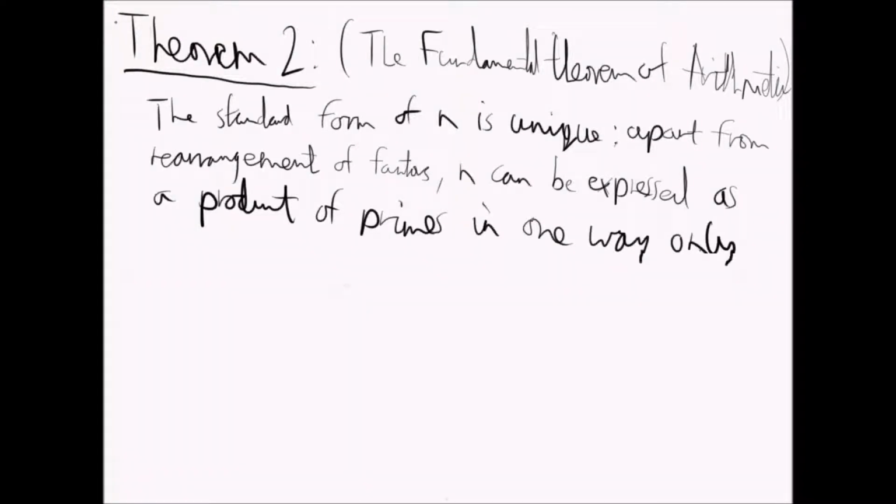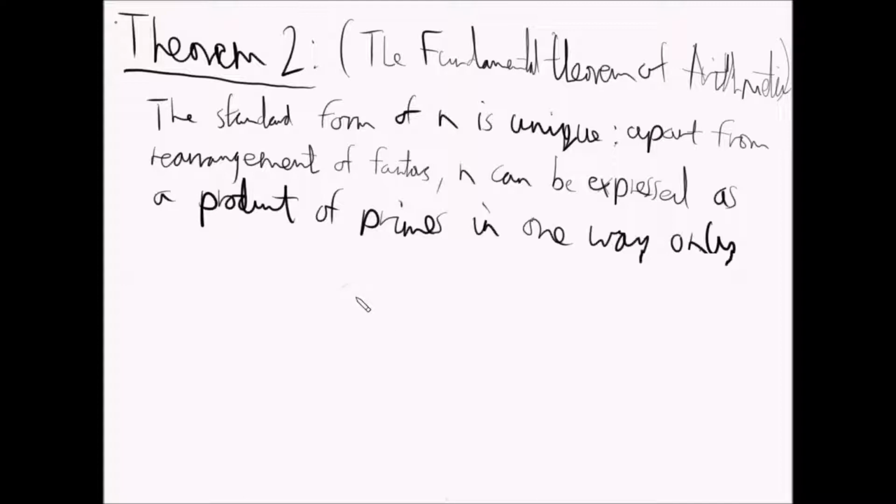So now we're going to look at theorem 2, which is also known as the fundamental theorem of arithmetic, and this relates to what we've been talking about with unique factorization. Theorem 2 says that the standard form of n is unique. So apart from rearrangement of factors, the order the factors appear in, n can be expressed as a product of primes in only one way. So that's the fundamental theorem of arithmetic. As the name suggests, it's a central and very important theorem.